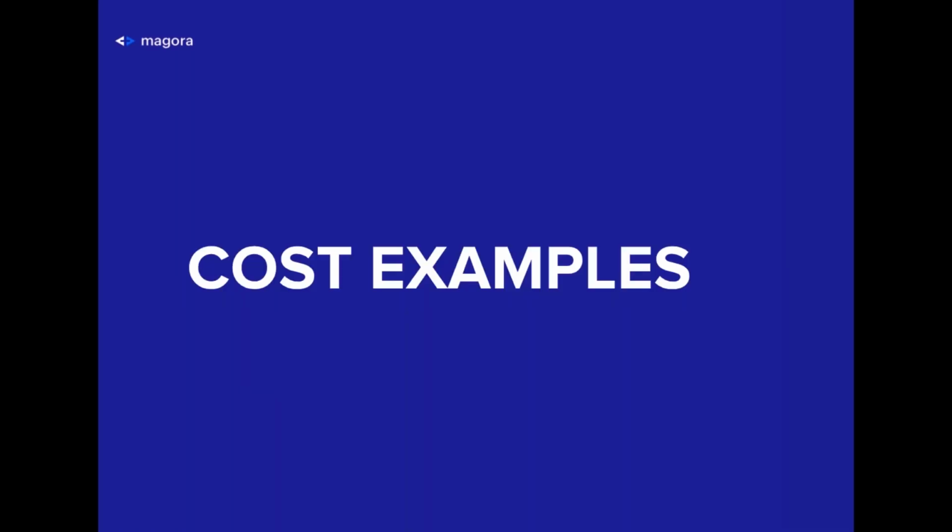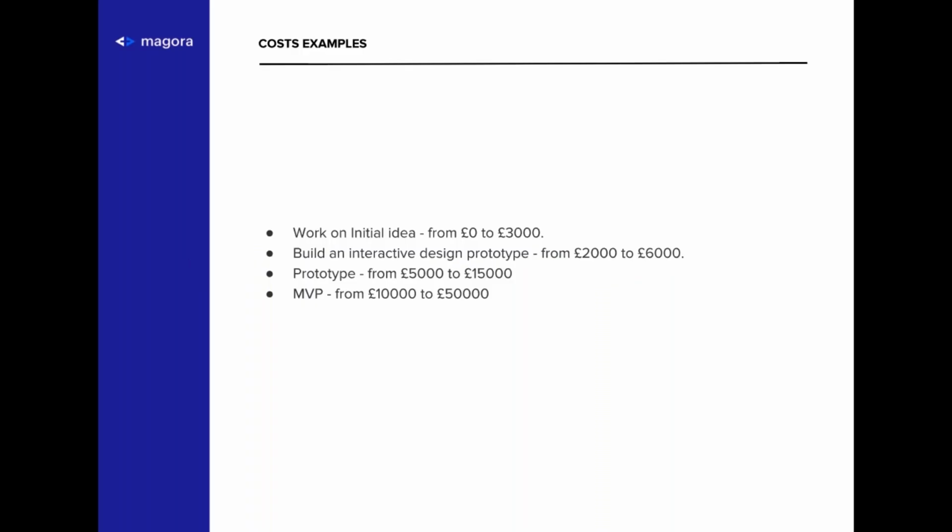So now we're going to go on to the interesting bit, which is the cost examples. So this is just to give you an overview of things that we've done. So I'll describe the product and how much things cost within that. So an initial idea, as I said, just building the initial idea costs nothing, up to £3,000 if you want to employ someone to do that, to build documentation, feature map, and things like that.